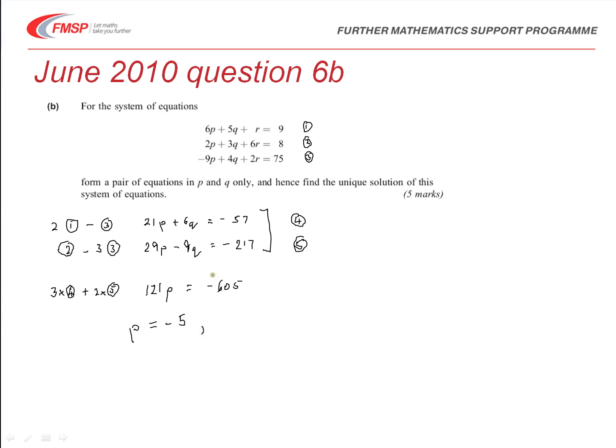So then we can go back and substitute that value in either equation 4 or equation 5, and you will find that Q will equal 8. And if you substitute both those values back into the top equation number 1, that will again give you that R is negative 1.